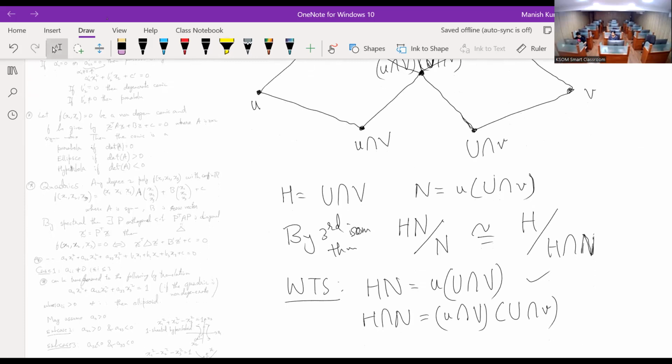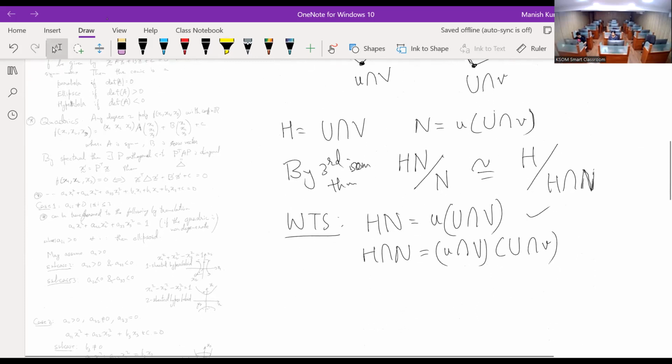Let's just try to prove that the two quotients are the same. If I prove this, then by the third isomorphism theorem we'll have the statement. So let's try to prove that H intersection N is precisely this. Let's try to prove this inclusion first.